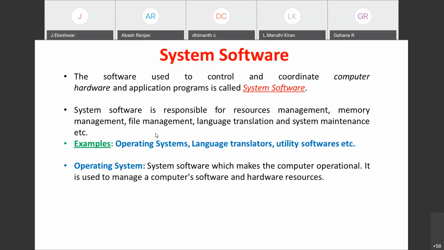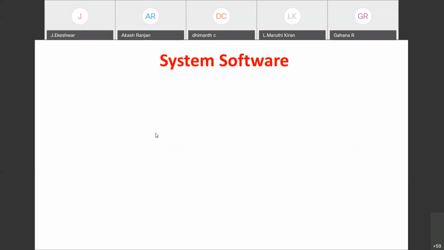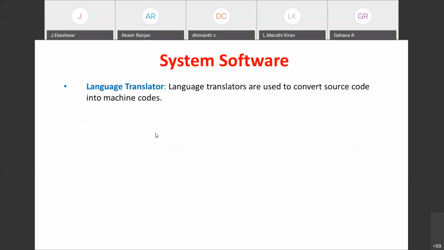which you might have heard. Coming to another system software, that is language translators. So what do you mean by language translator? A language translator is a system software, or a translator program, which is used to convert the source code into machine code.